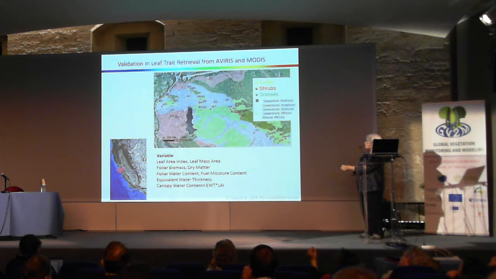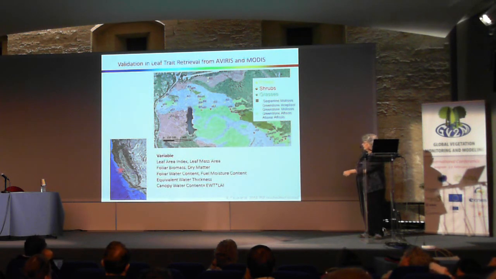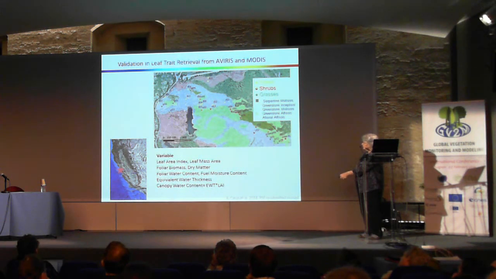This is the Jasper Ridge at Stanford's Biological Field Station, in the south of San Francisco. It's a heterogeneous community with different soil types and a combination of forest, shrubs, and grasses in patches. And we looked at a number of variables related to how the plants were using water. So you see we have foliar biomass and dry matter and water content and fuel moisture content and equivalent water thickness and so on.